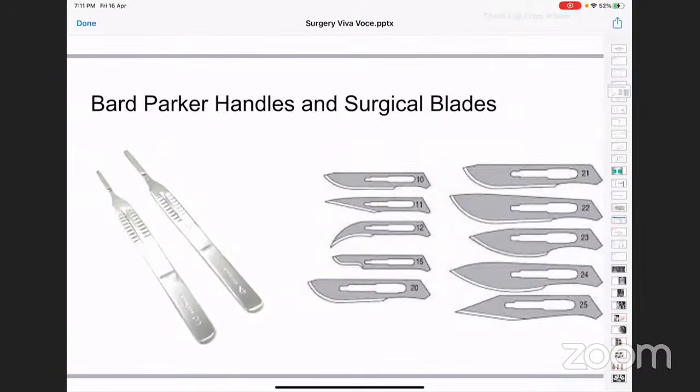So the blade is fixed onto the Bard Parker handle by a no-touch technique. You do not hold the blade with your hand. Instead, you hold it with an instrument such as an artery forceps or a hemostat or a mosquito, and then secure it in place with the tip of the Bard Parker handle.